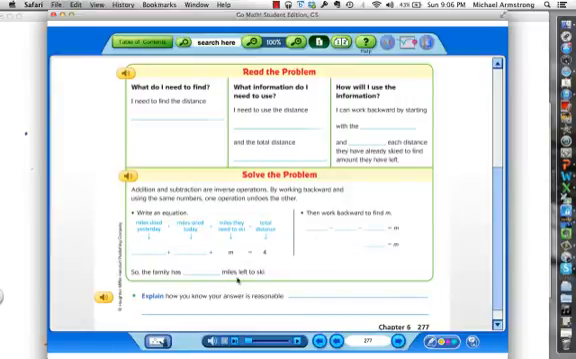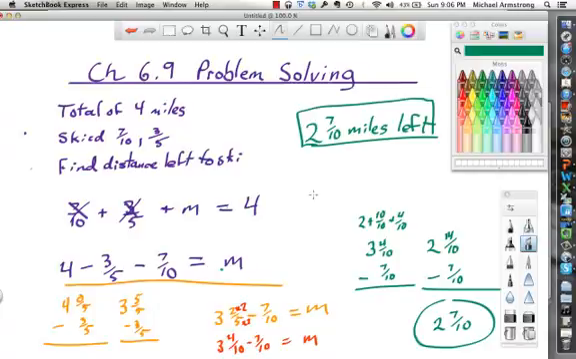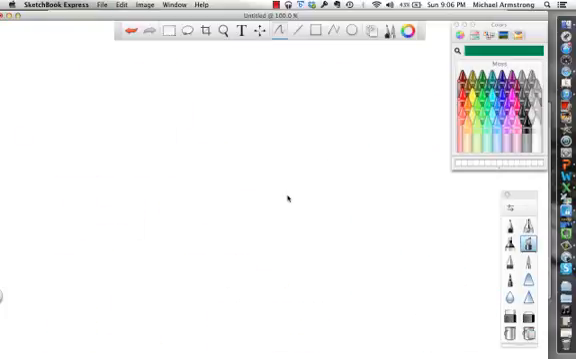And then it says explain how you know your answer is reasonable. Well, we would have to check that. This is kind of like saying, well, 3/5 rounds to a half, and 7/10 rounds to 1. So 4 take away a half is 3.5. 3.5 take away 1 is 2.5. And that's fairly close to 2 and 7/10. So we can make that work.